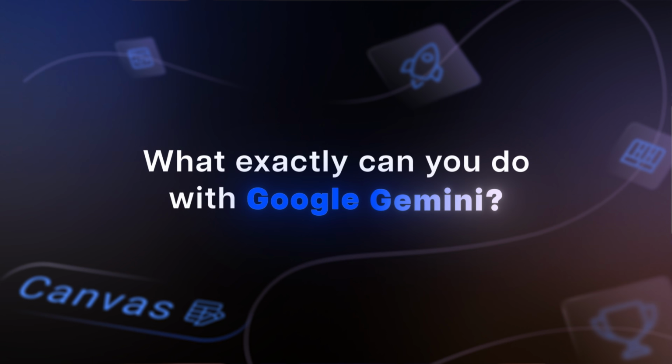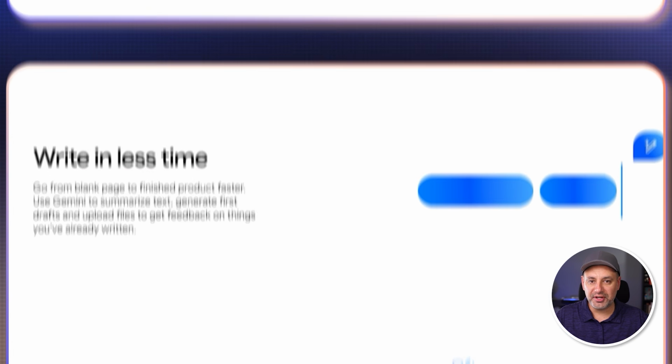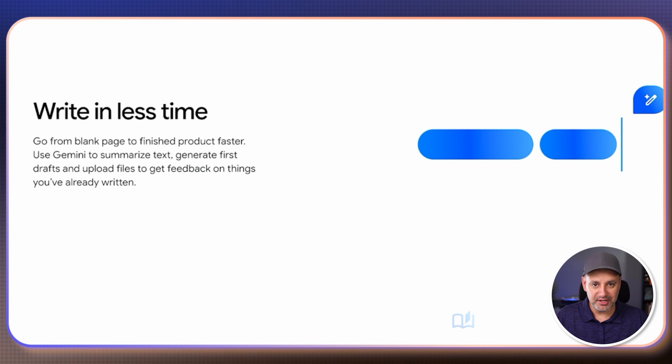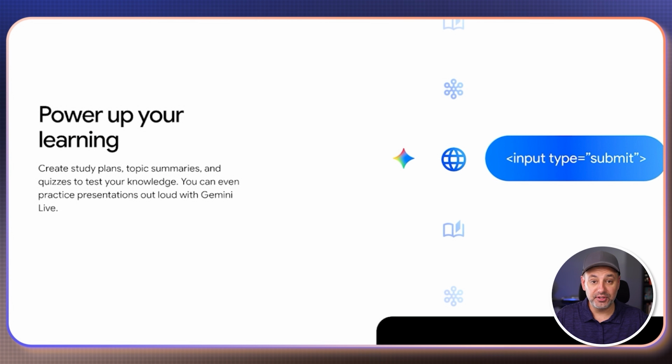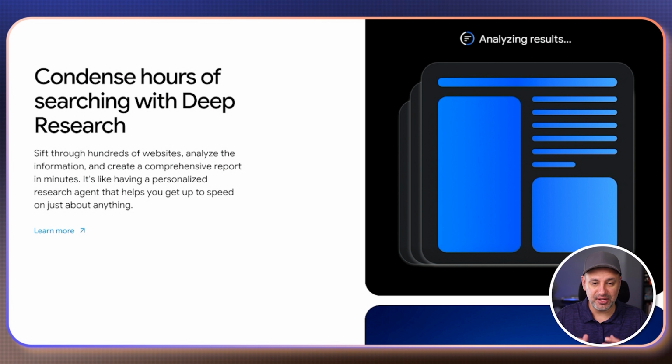So what exactly can you do with Google Gemini? Well, Google Gemini could help you answer any types of questions, from simple search questions to very complex questions. It could work as your writing partner, so it could help you write in less time. It could help you learn things quicker, so it could be your tutor. It has one of the very best AI image models in the background, so it could also create images from a simple text prompt. And they have some advanced tools like deep research that could literally go through hundreds of websites in a matter of 10 minutes and give you a complete research report.